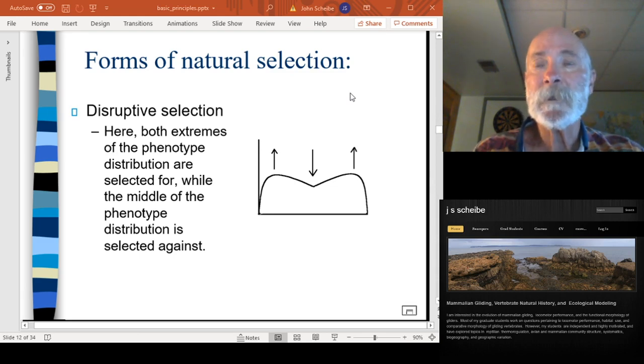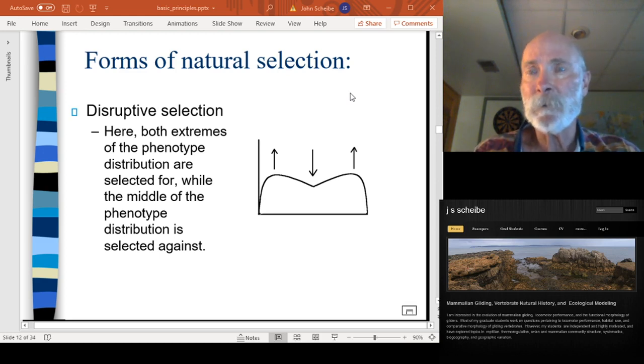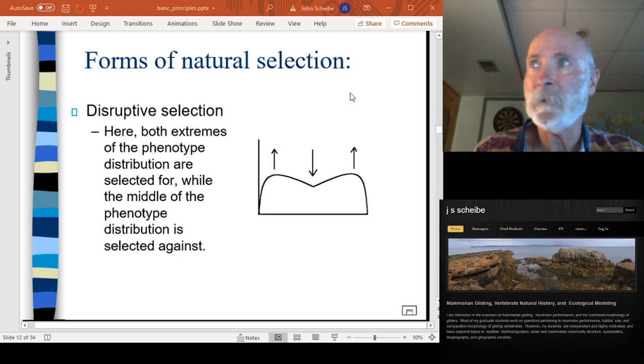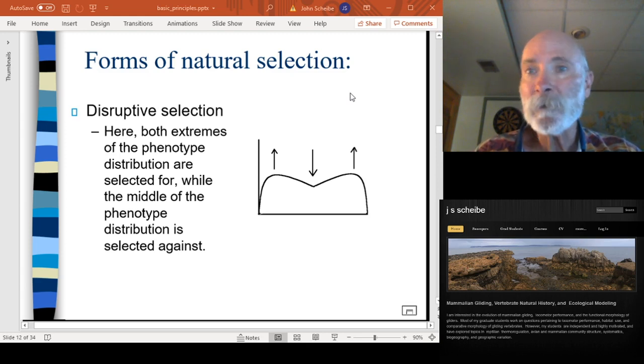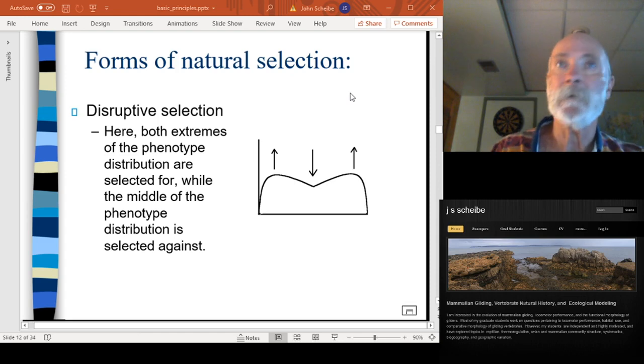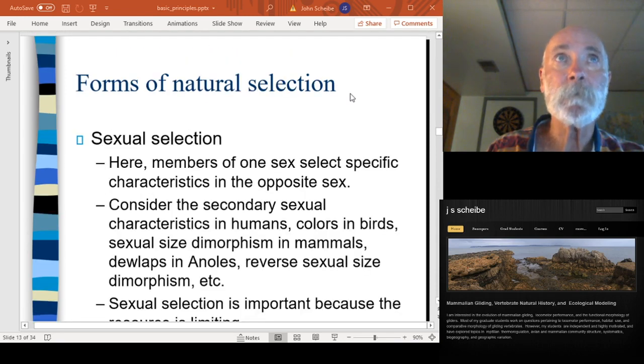In the middle of its distributional range, however, it doesn't overlap either of the toxic species. And here it has a color pattern which conveys no benefit. And at this point, the birds consume it readily. So there is selection pressure against this average phenotype, the one that's in the middle, and the extremes are selected for. So that's an example of disruptive selection.